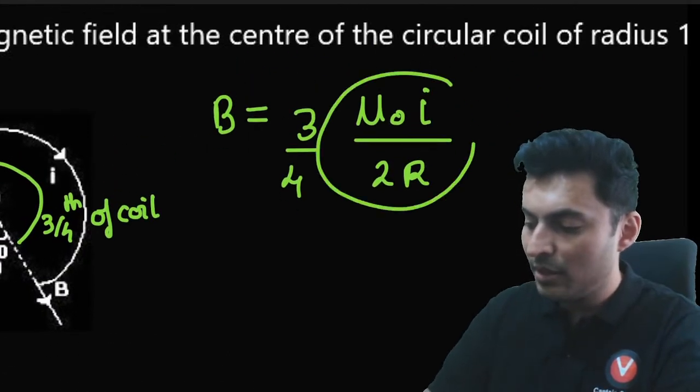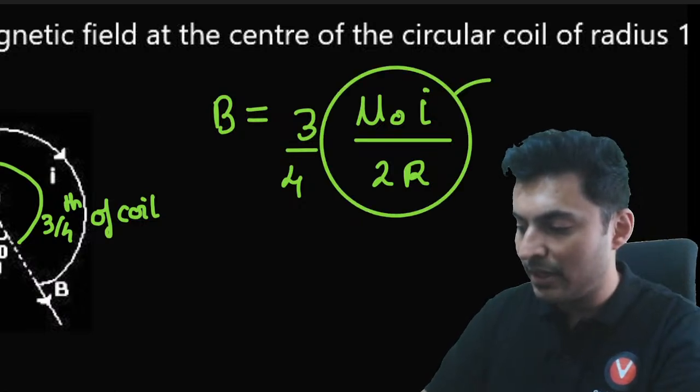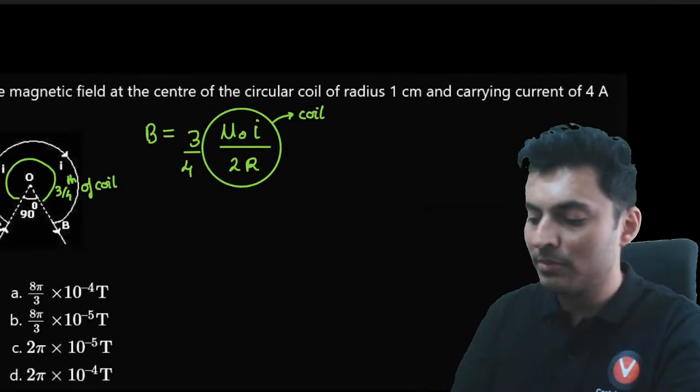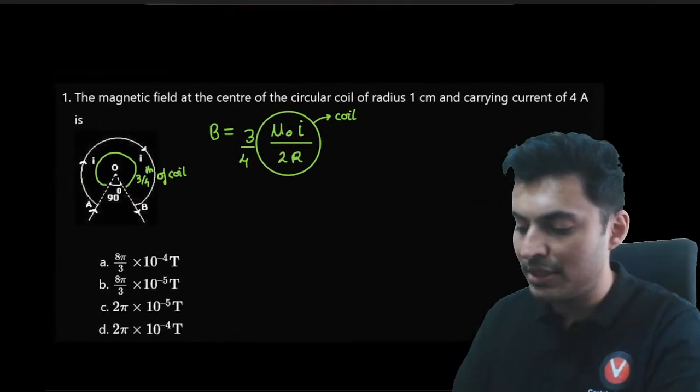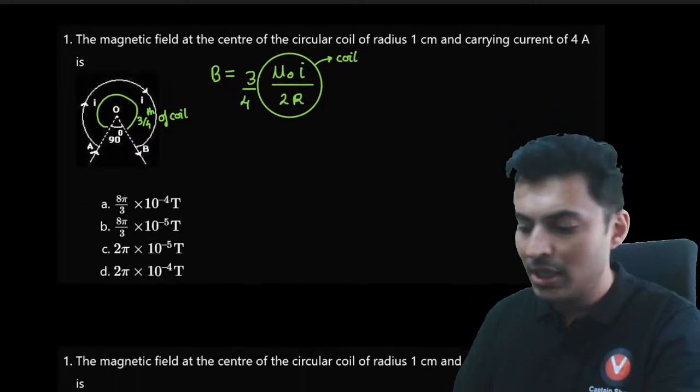This particular part was the magnetic field due to the entire coil, the complete loop. That's it. Now you know all the values. Just substitute the things and you will get the answer. Understood? How to do this?